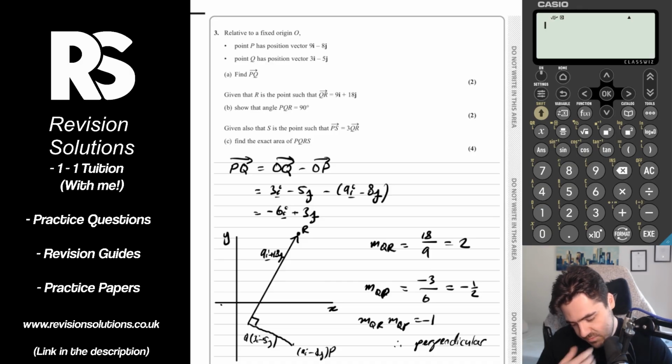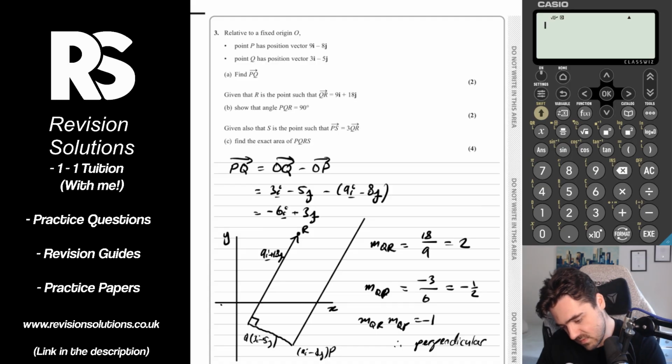Right, then the last bit says, given also that S is the point such that PS is 3QR. So that's the same vector QR, but we're going to start from P, and it's going to be 3 times as long. My scale is not going to be great, but to make my diagram look a little bit nicer, I'm not going to worry about that. But let's say that's P to S. So that's the point S here.